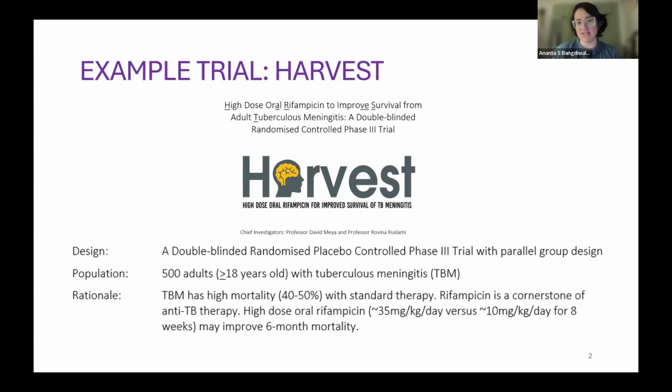This was a double-blinded, randomized, placebo-controlled phase 3 trial. We had a population of about 500 adults with TBM, which has a very high mortality. And we were looking to see if a high dose oral rifampicin could improve 6-month mortality. So everything I go over today, I'm going to reference this trial as the example.